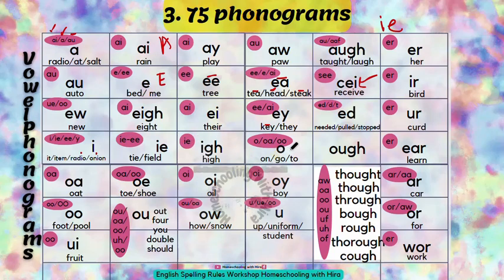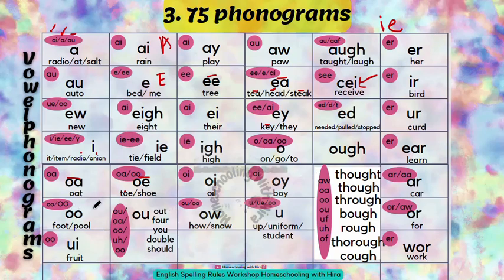Then we have letter O. O can say O, O, and U: O as in on, O as in go, and U as in to. Next phonogram is OA together, saying the long O sound as in oat or boat. OE has two pronunciations. The first one is O as in toe and U as in shoe. Then we have OI, which says oi, and OY, which also says oi.